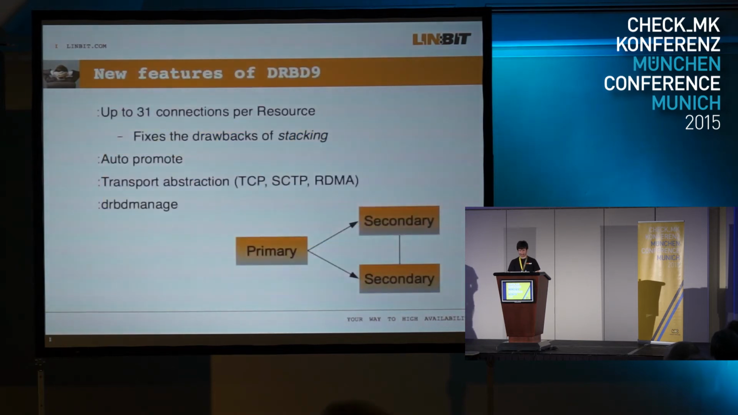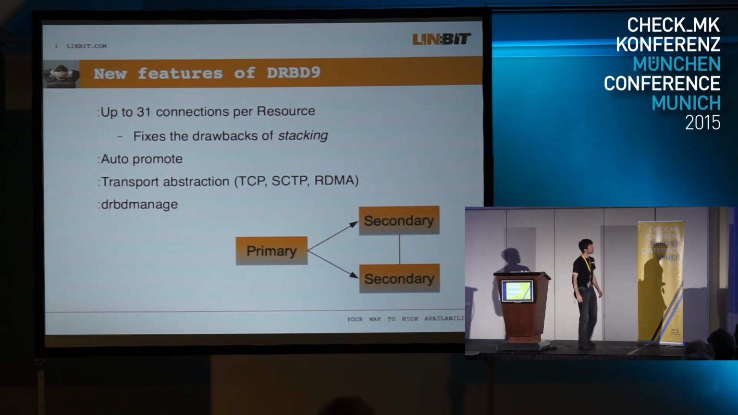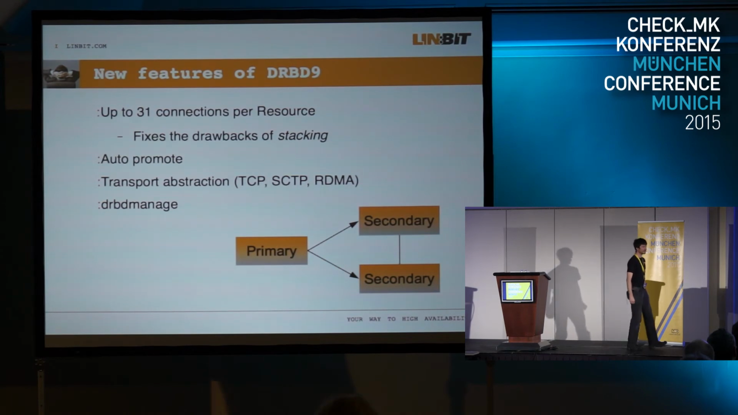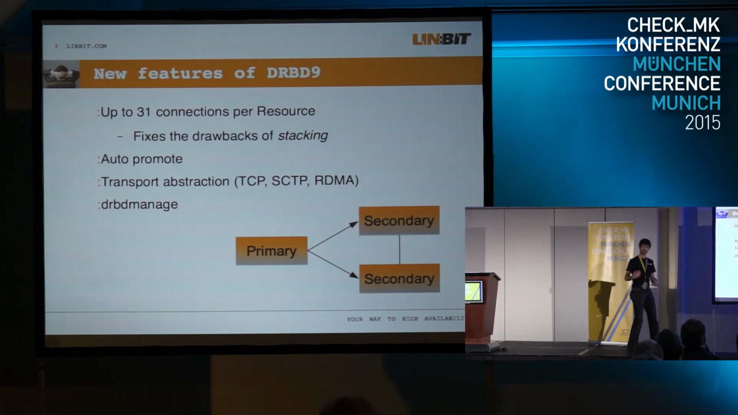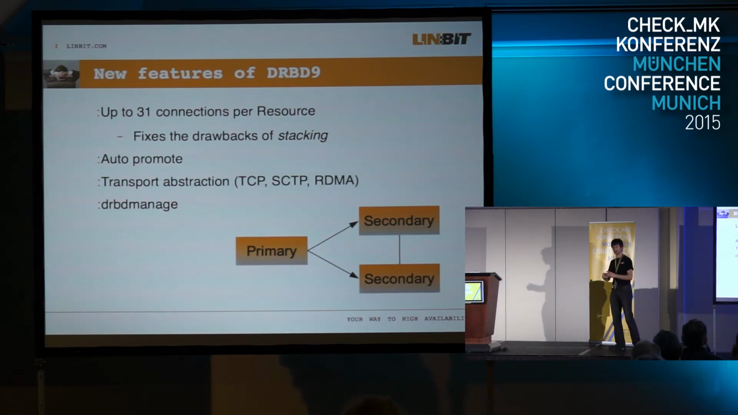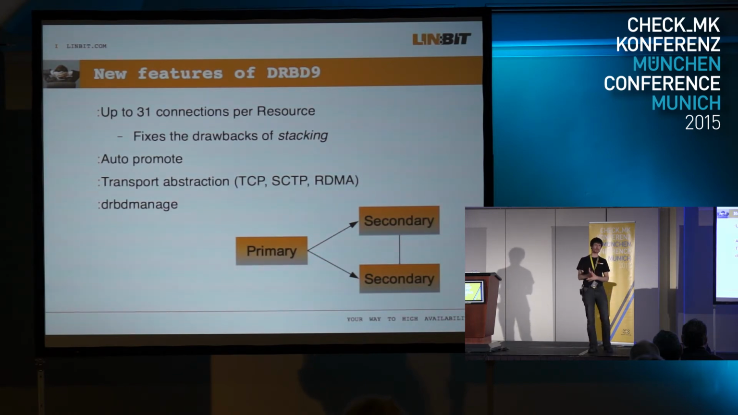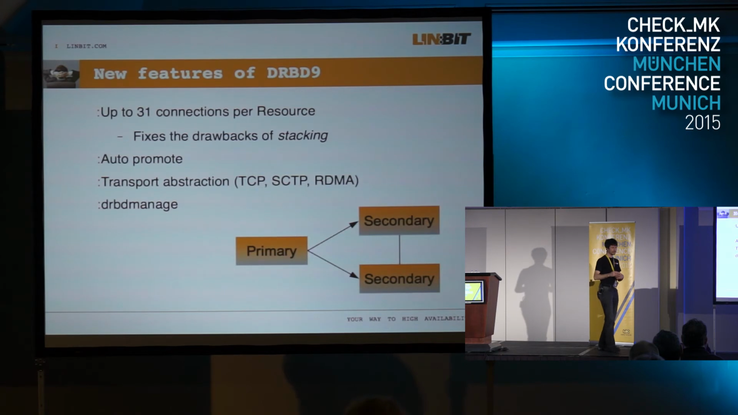Okay, so that was DRBD 8 up until now. Let's talk about 9 and the comparison to 8. For DRBD 9, we extended it, so now you can open up to 31 connections per resource. That means DRBD is not only replicating the individual storage device, but you can configure as many resources as you want with their own connections that can be replicated, and these resources can have several volumes, all with the same connection they're replicated over.